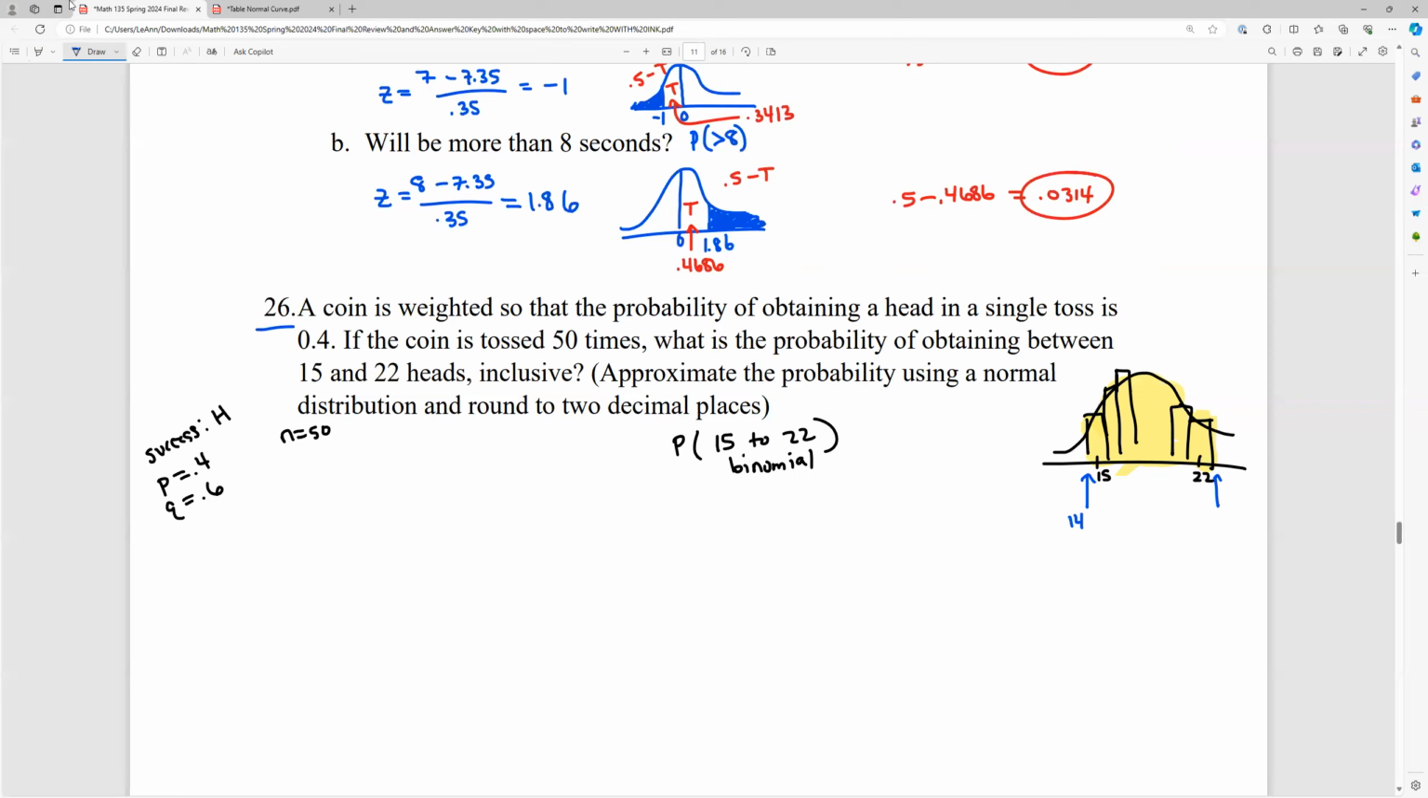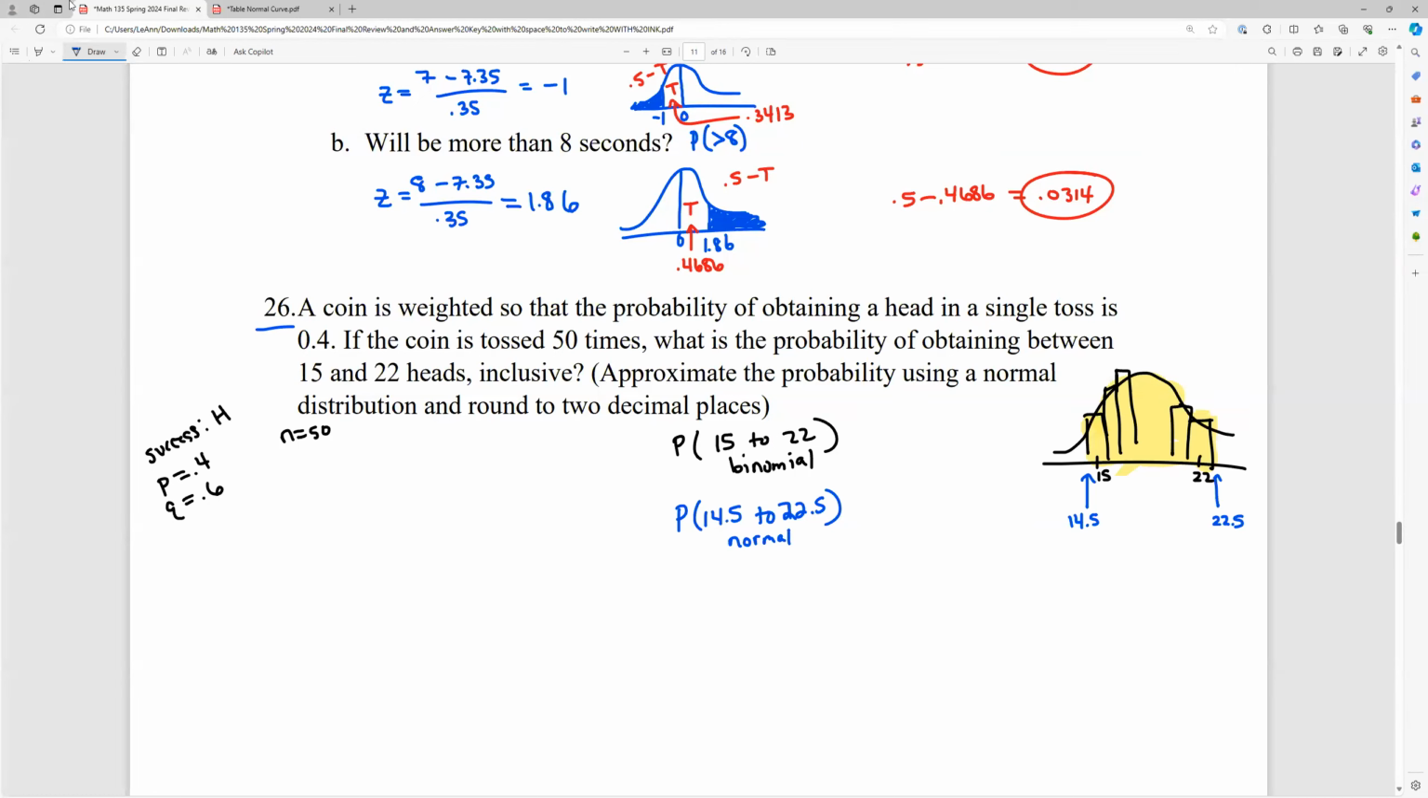So this steps down a half step because numbers go from least to greatest. This one steps up a half step. So this would be in the normal distribution. We want to go from 14.5 to 22.5. Okay, and that's because of that bar graph to smooth curve. That's the reason for that. So this will be what we do in the normal.